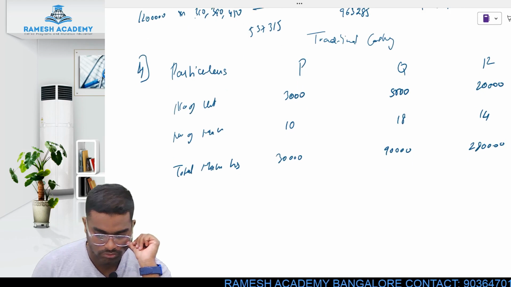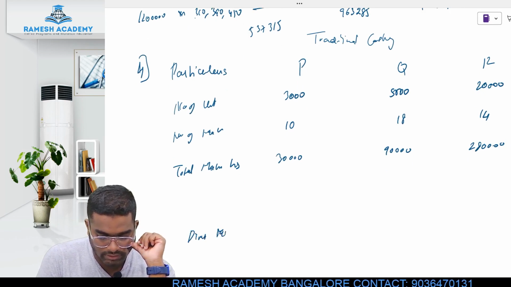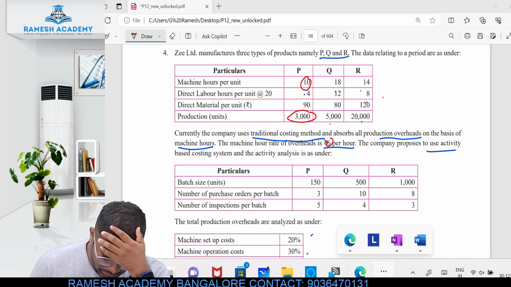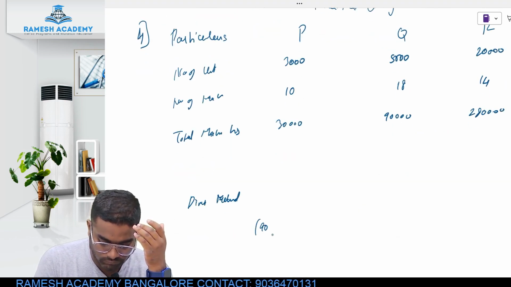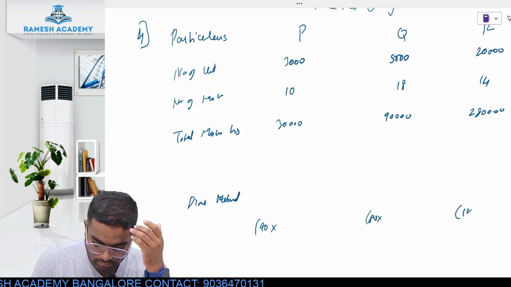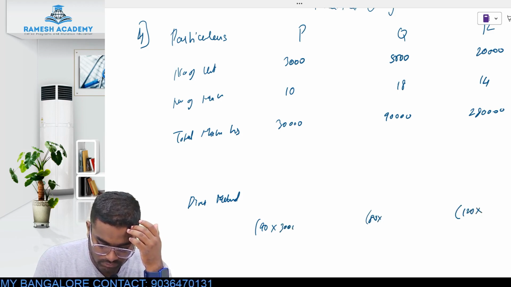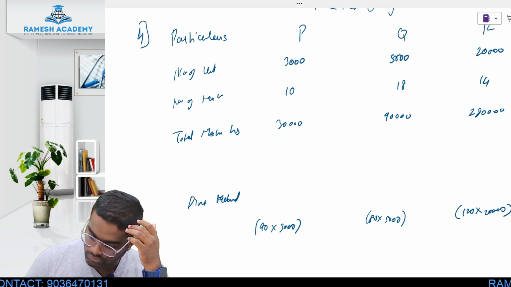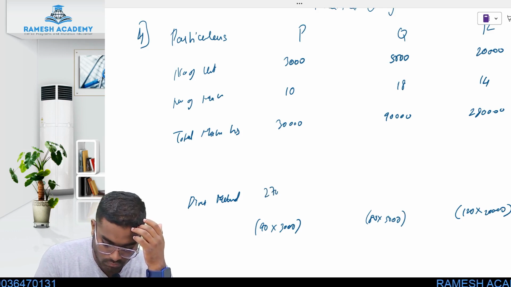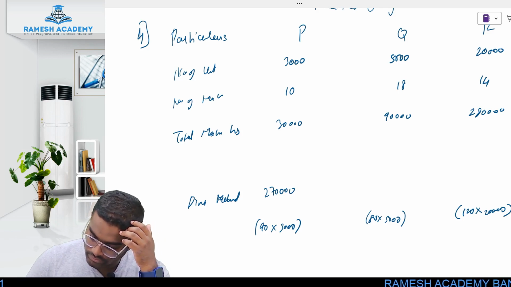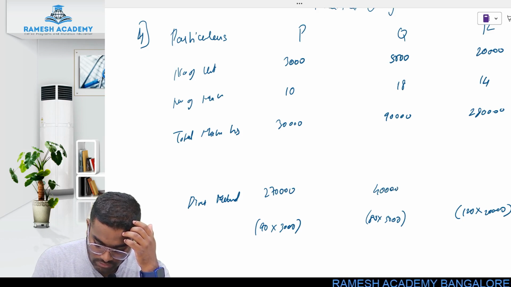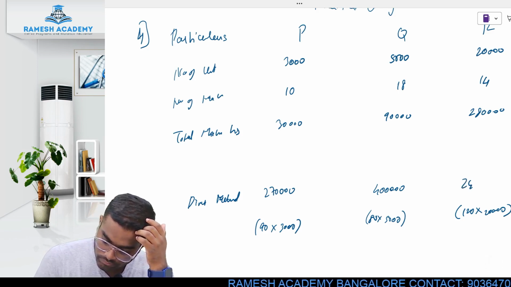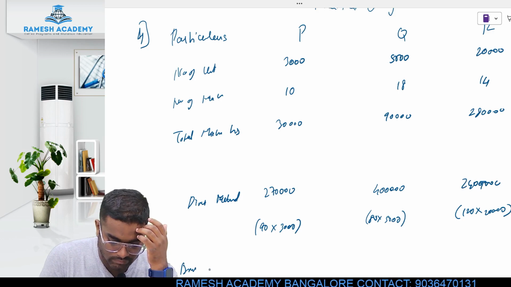Machine hours completed. So now I will calculate the cost. So direct material. So direct material is 90, 80 and 120. Just multiply by 3000, 5000 and 20,000. So 90 into 3000 is 2,70,000. So 80 into 5000, it is 4 lakh. So 120 into 20,000, it is 24 lakh. Direct material done.